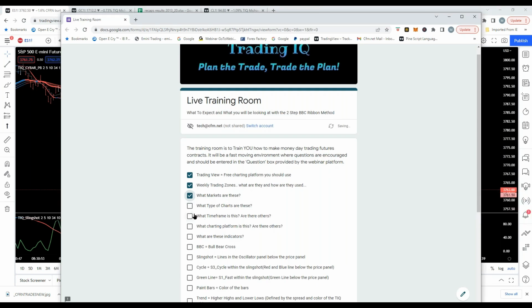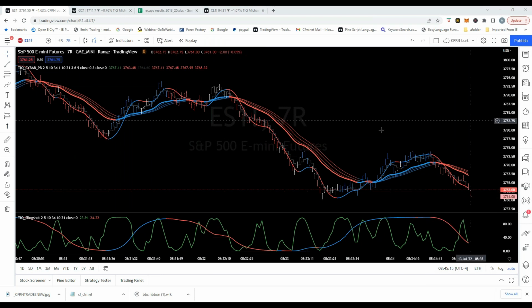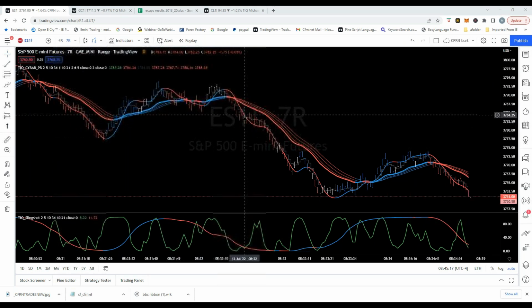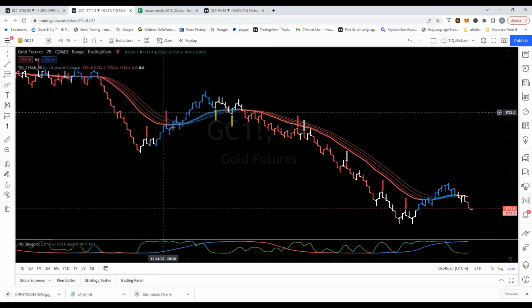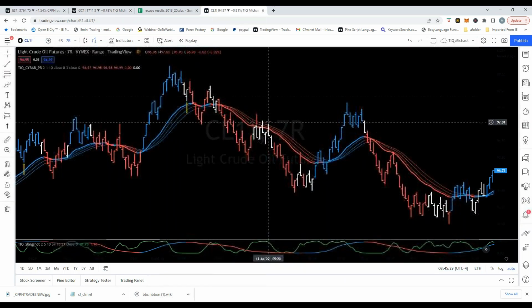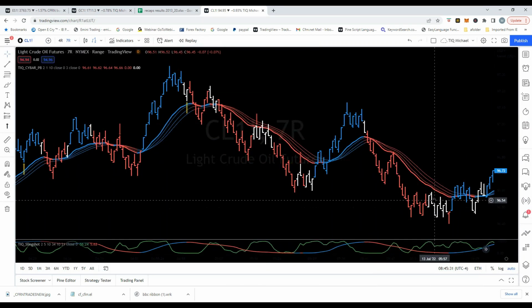What types of charts are these? I use range charts. Now what that means is this is a 7 range chart. Every bar is 7 ticks high, and every one of these charts is a 7 range chart. So every single bar is 7 ticks high on every one of these charts.